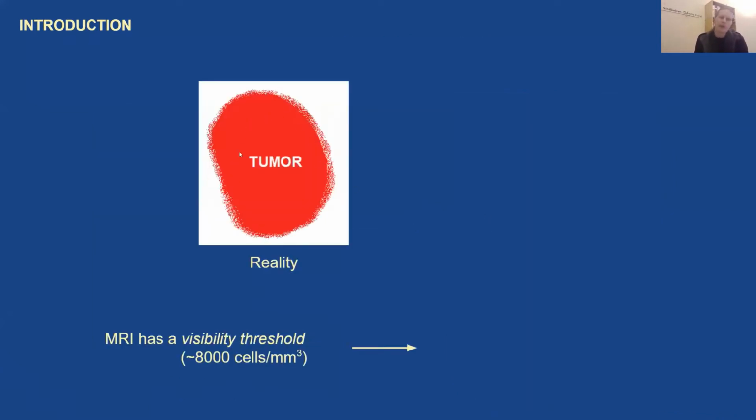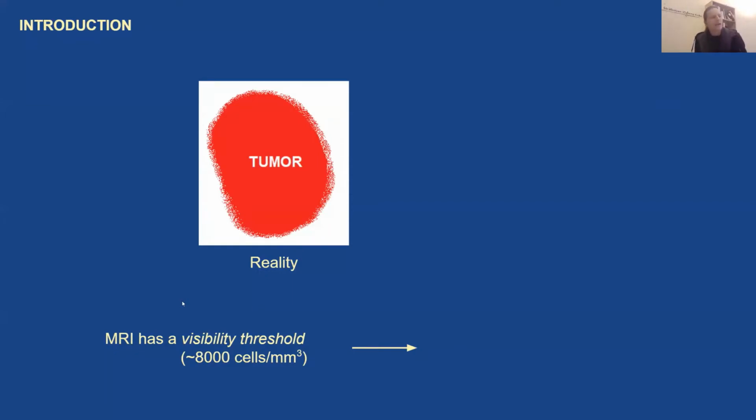So when we want to look at our solid tumor, here's a picture that I made. We have this solid core, but around it is not really a sharp edge as we might want. Instead, we have this lower concentration of tumor cells, and this microscopic spread must be accounted for.